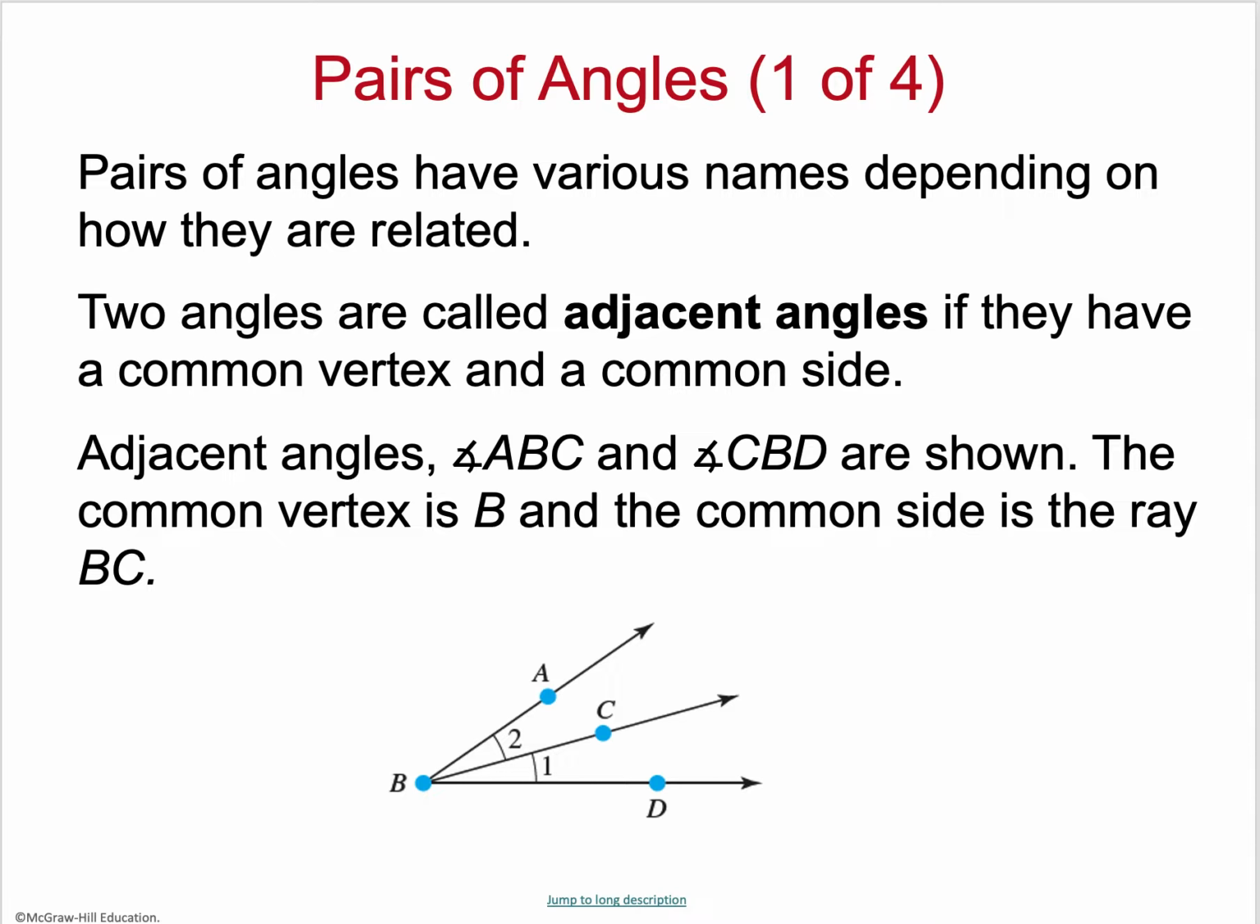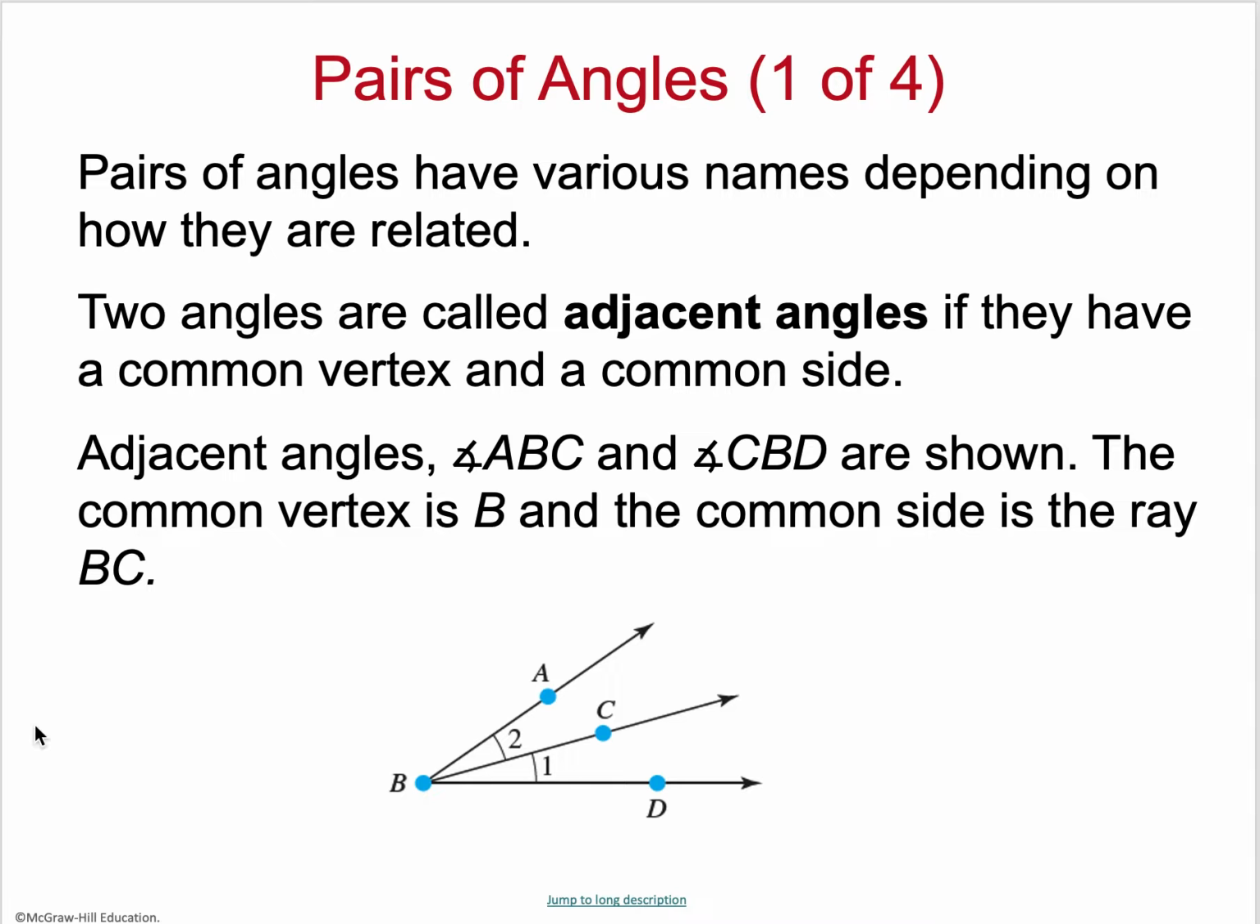Pairs of angles can have different terminologies that describe them. 2 adjacent angles are next to each other, or adjacent, when they share a vertex. So if you look at angle 1 and angle 2, they share the vertex point B. And for this reason, we say these are 2 adjacent angles. 2 angles can also be described as adjacent and complementary if they add up to be 90 degrees.